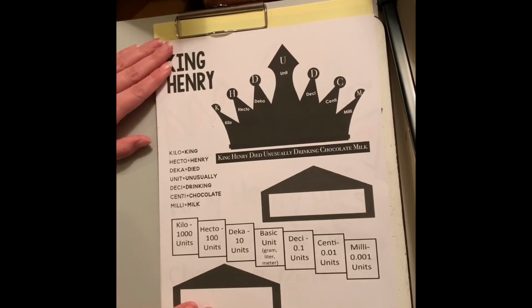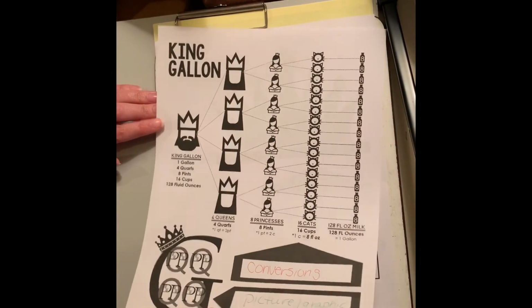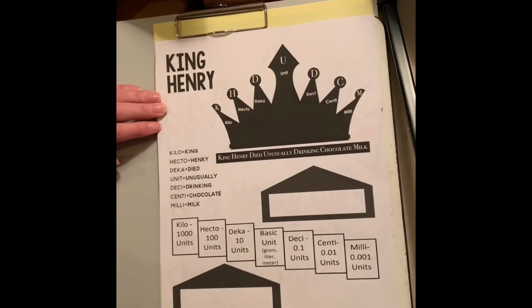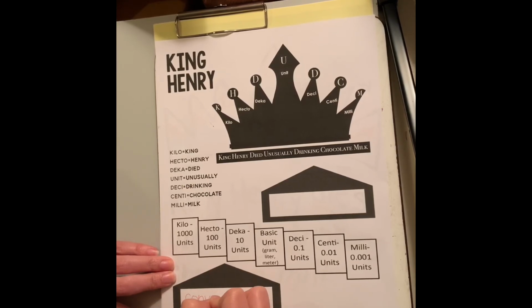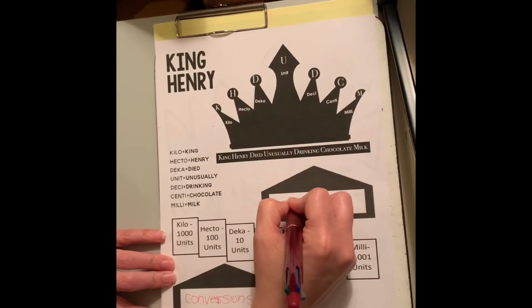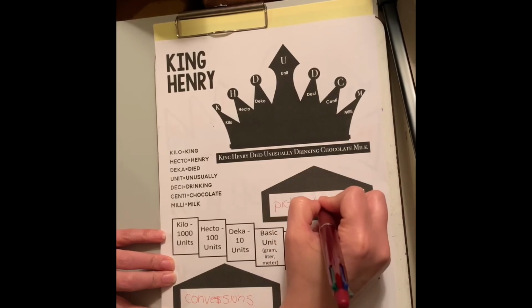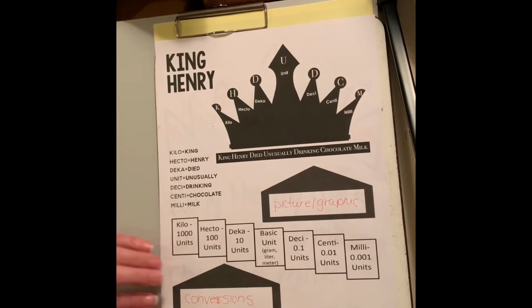So both our King Henry unit conversions and our King Gallen unit conversions are going to be very helpful. So here we have our conversions. And here is our picture and graphic that will help us remember this in the future. That King Henry died unusually drinking chocolate milk.